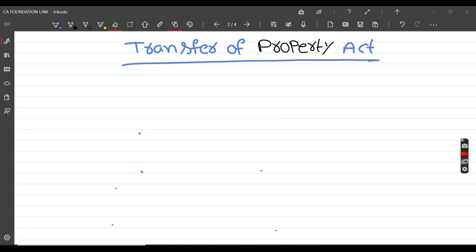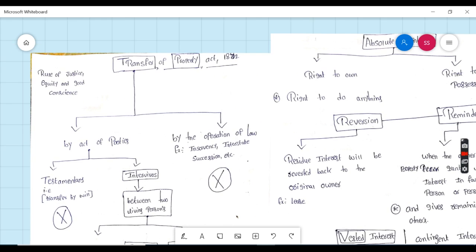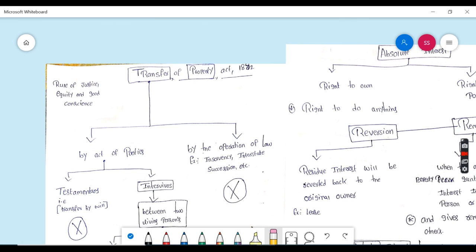Today we're going to learn about the Transfer of Property Act 1882, right? Before this act in India, there was no act relating to transfer of property. So let's just say if there is a fight between the buyer of the property and the seller of the property, and they go to the court, the court does not have any act.